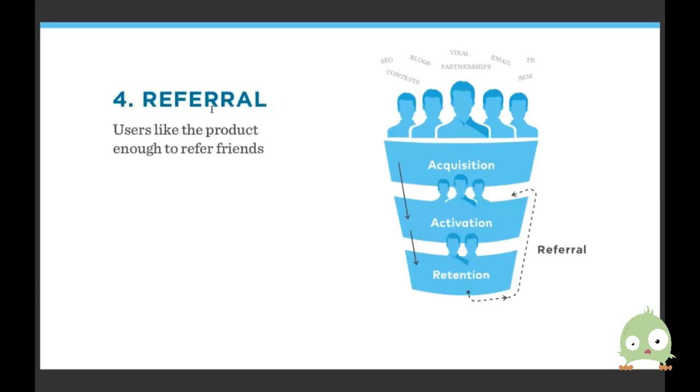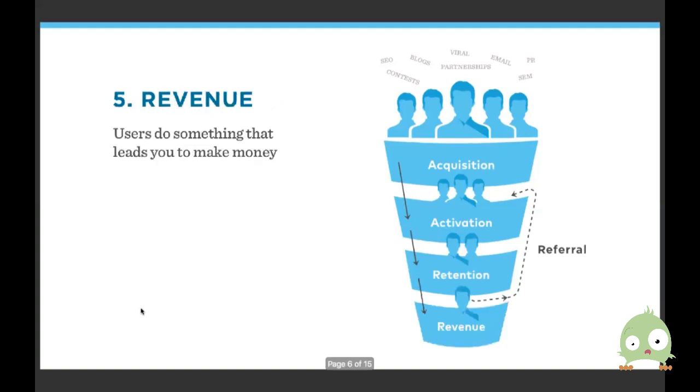Fourth is referral. Referral is when people come to your website and like giving information to other people, maybe their friends and family, and that becomes the referral part. Users like the product enough to refer friends. That is referral. Now revenue is the last stage, where users do something that leads you to make money. When they refer to their friends or family, that can also be part of revenue. It might be possible that the people they refer go and purchase and make a sale.